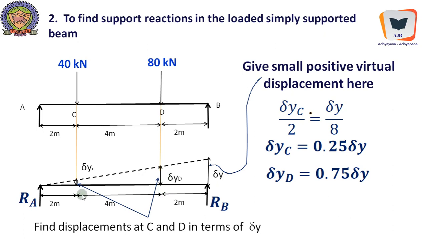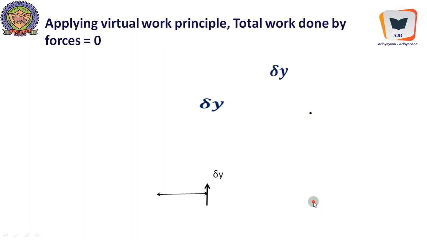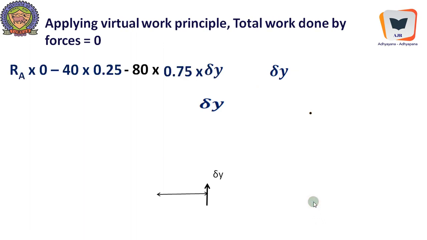So del yd divided by 6 equals del y divided by 8. So it becomes 6 by 8. It becomes 0.75 del y. So now, after having known the various displacements, we will just multiply in order to equate work to be equal to 0. Applying virtual work principle, total work done by the forces equals 0.